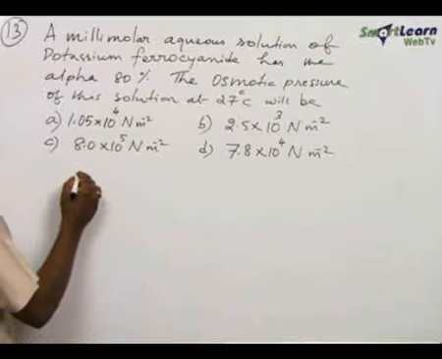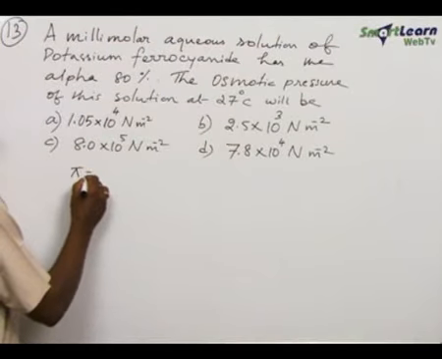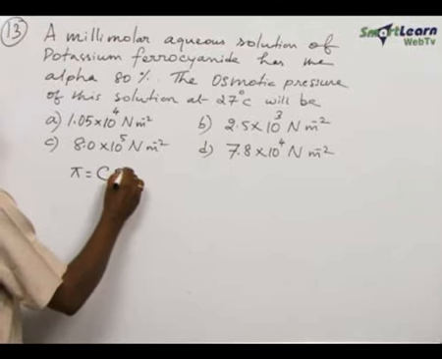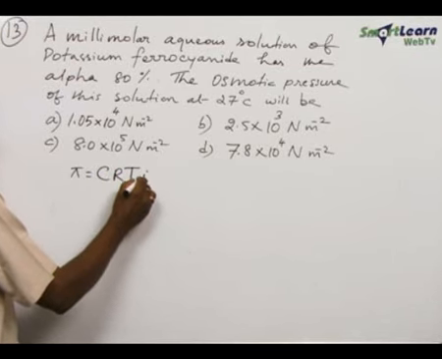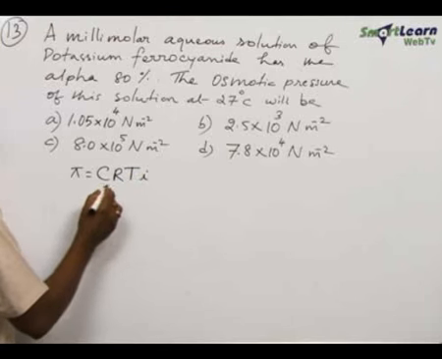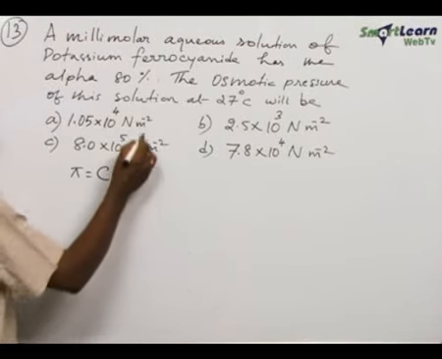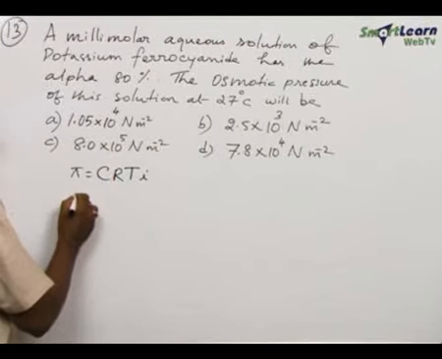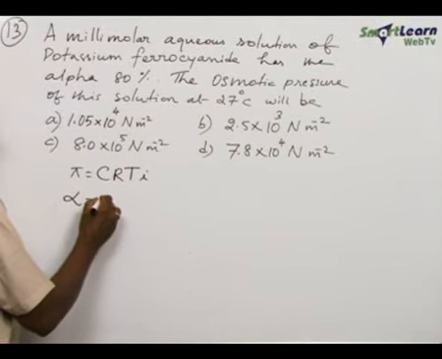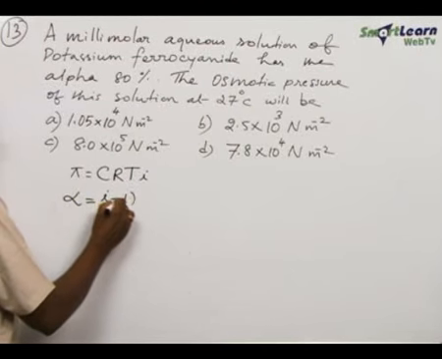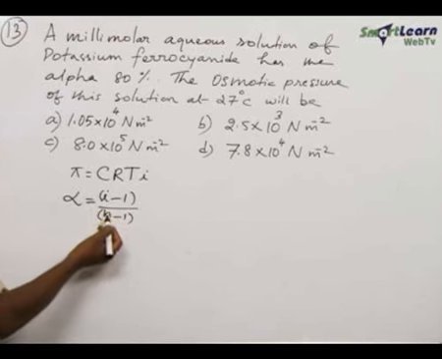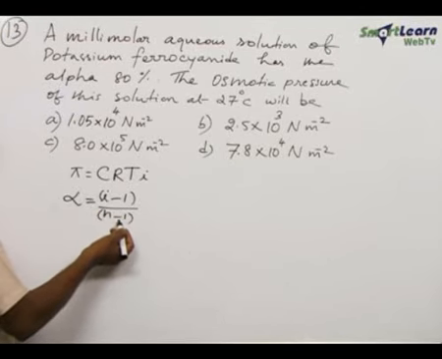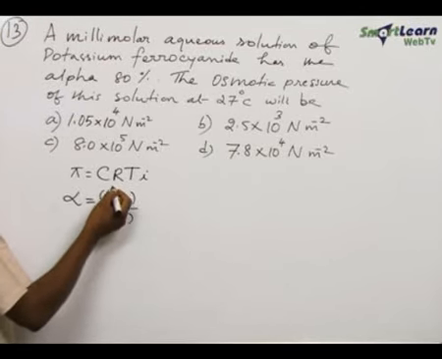The osmotic pressure pi is equal to iCRT. i is the Van't Hoff factor. So we have to calculate the Van't Hoff factor first. So i is related to degree of dissociation. So alpha is equal to i minus 1 divided by n minus 1. n is the number of particles obtained from a single molecule of the electrolyte.